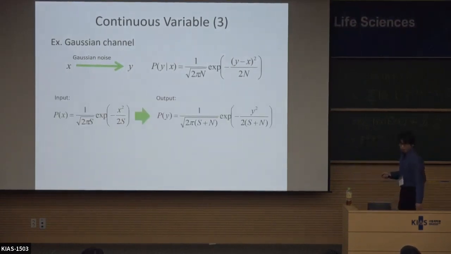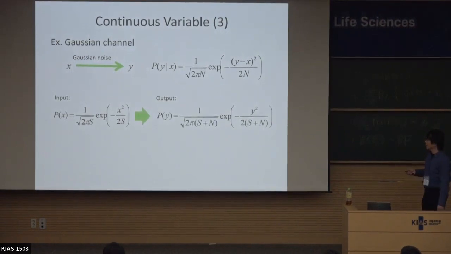And we can also suppose that the input is also Gaussian, just for simplicity. And in that case, we can analytically compute the output distribution that is given by this. If the variance of the input signal is given by S, then the variance of the output signal is just the sum of the input and the noise, that is given by S plus N. So this is a very simple result, but this is true only for the Gaussian input case.